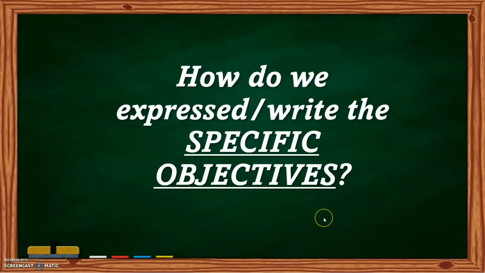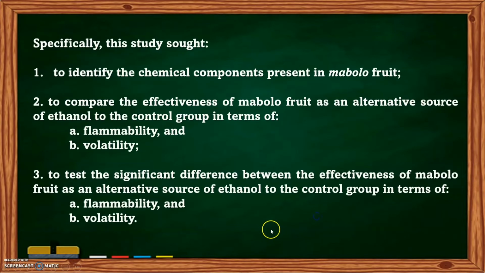Ngayon, sa ating SIP, paano naman po gumawa ng specific objective? Ano yung rule number 3? How do we express and write the specific objectives? Okay, this is the example. Specifically, this study sought, number 1, to identify the chemical components present in mabolo fruit.